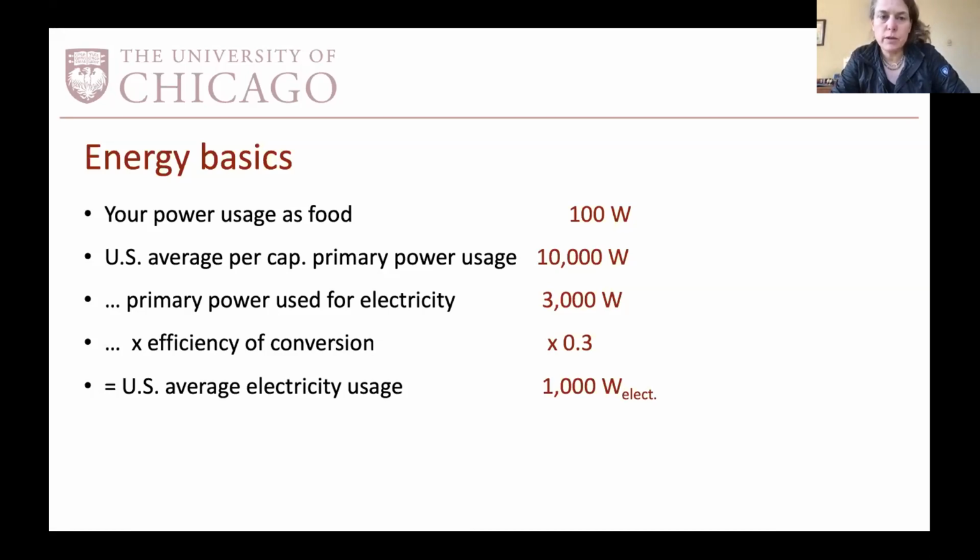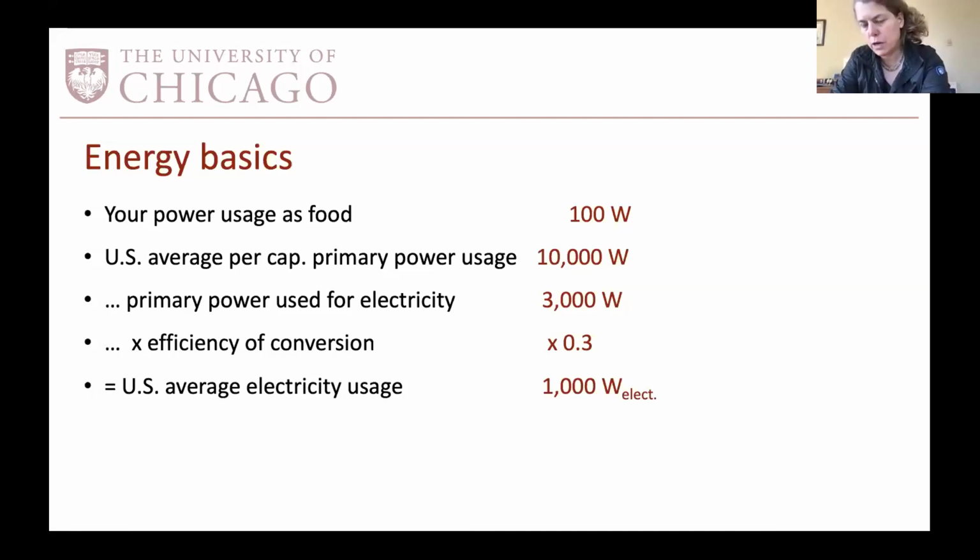Of those, we saw from the previous diagram, of the primary power, about 1/3 of all those spaghetti lines, the width of those, was going to make electricity. So it's about 3,000 watts of primary power being used to make electricity. It's about a 30% conversion efficiency. We saw that too. So the average US electricity usage is about 1,000 watts of electricity.